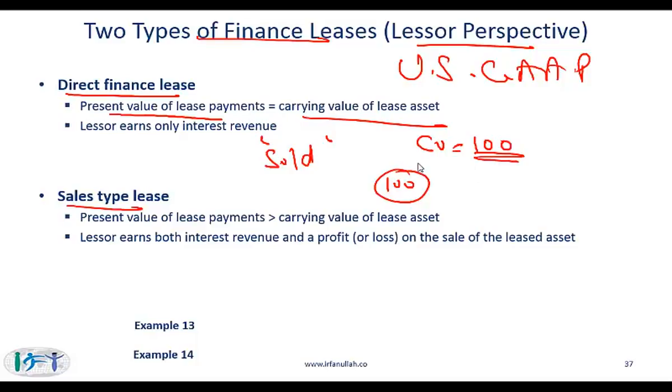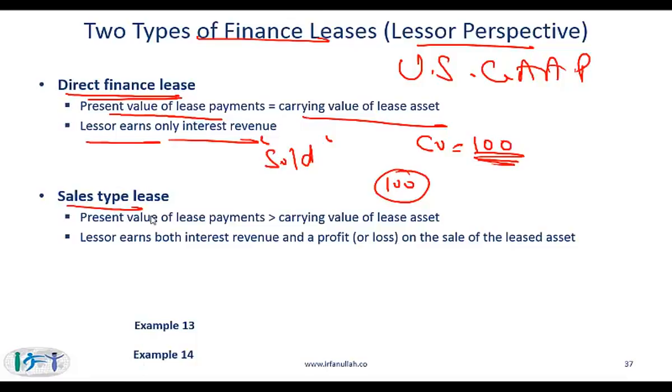So what is the lessor doing here? He is essentially facilitating a financing transaction. So that's why this is called a direct finance lease. What is the revenue gained in this context? The lessor simply earns interest revenue. Where is this interest revenue coming from? If you think about it, over a certain period of time, the undiscounted cash flow, or the amount of money received, obviously is going to be more than the carrying value. The additional money received above the carrying value is the interest.